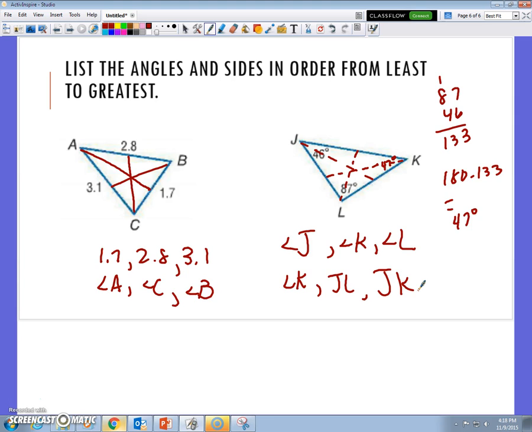And just remember on the exterior angle inequality theorem that the exterior angle must be bigger than either of the remote angles. And the remote angles are the two vertices of the triangle not adjacent to the exterior angle.